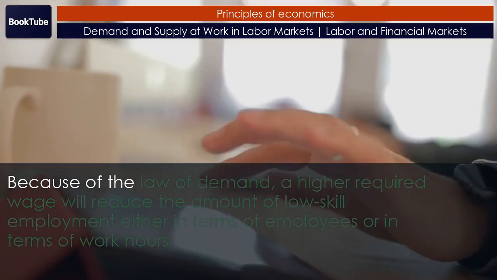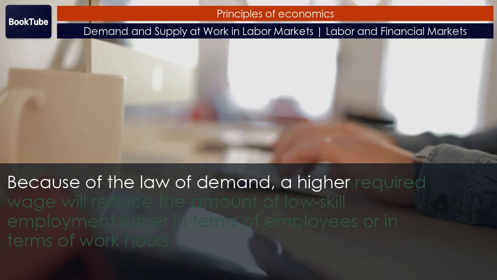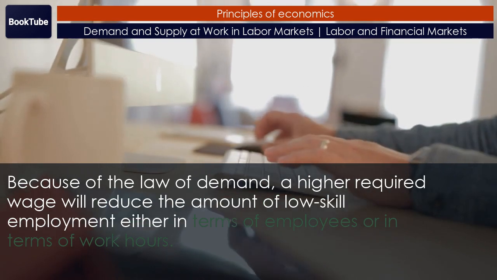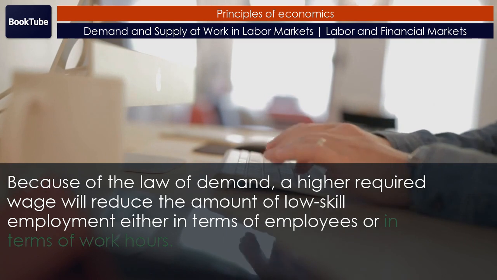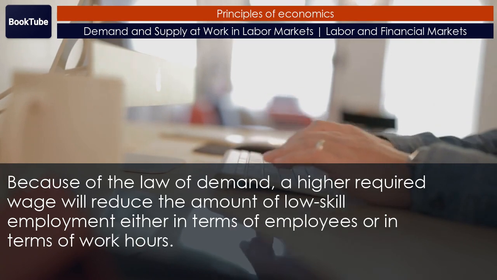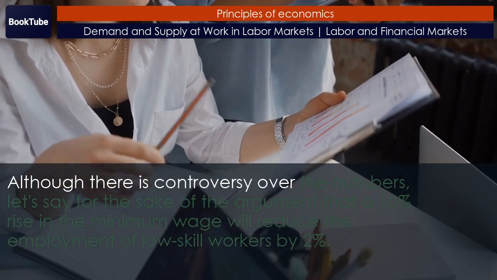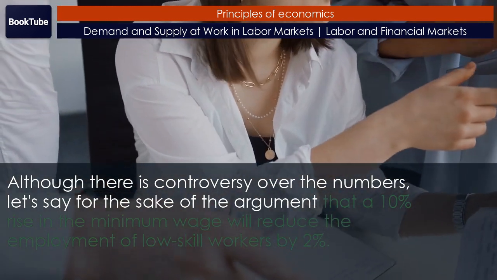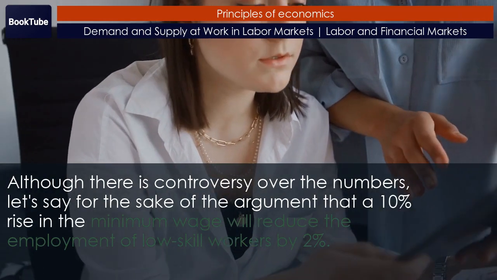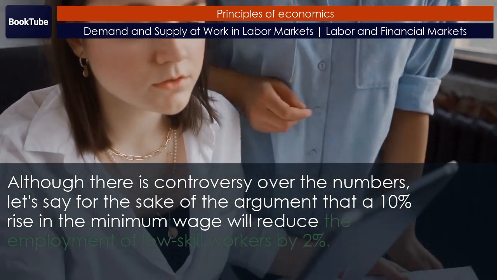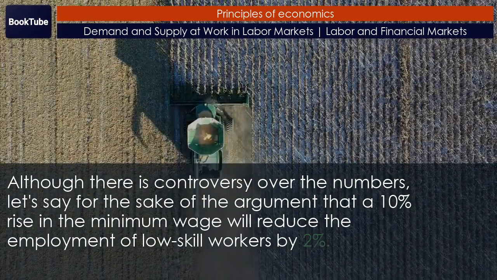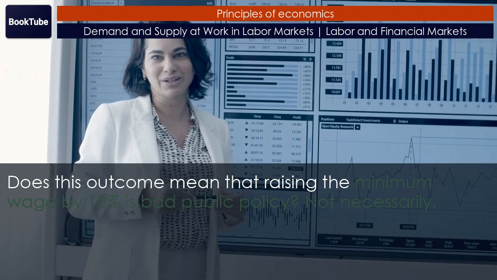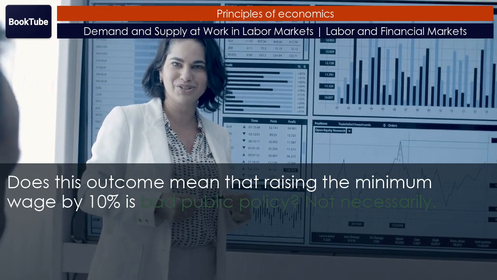Because of the law of demand, a higher required wage will reduce the amount of low-skill employment, either in terms of employees or in terms of work hours. Although there is controversy over the numbers, let's say for the sake of the argument that a 10% rise in the minimum wage will reduce the employment of low-skill workers by 2%. Does this outcome mean that raising the minimum wage by 10% is bad public policy?